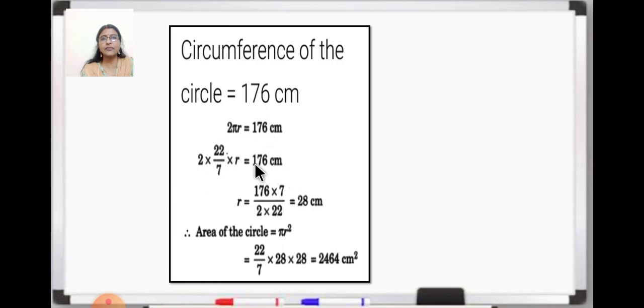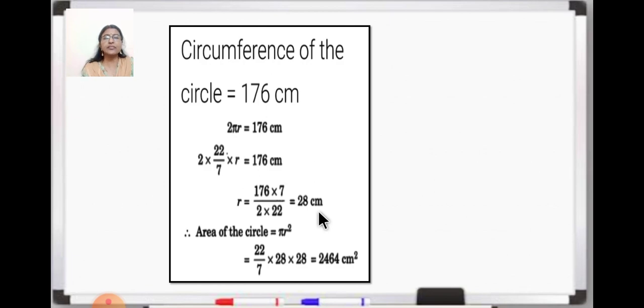Now all these values we will take to the other side. So it will become 176 into 1 upon 2 into 7 upon 22. So this we have to write in reciprocal form. You can see this 2 has come here in the denominator. If you want, you can write 1 also here. And then when you solve it, you will get the value of radius as 28 centimeter.